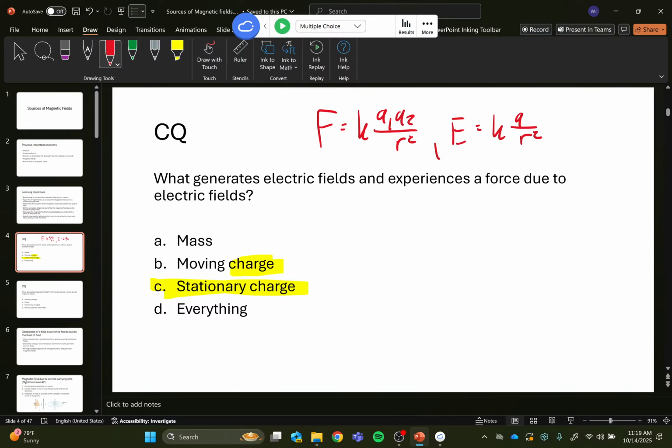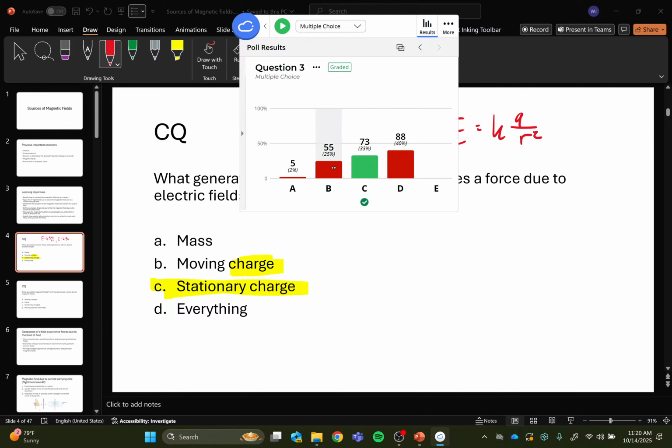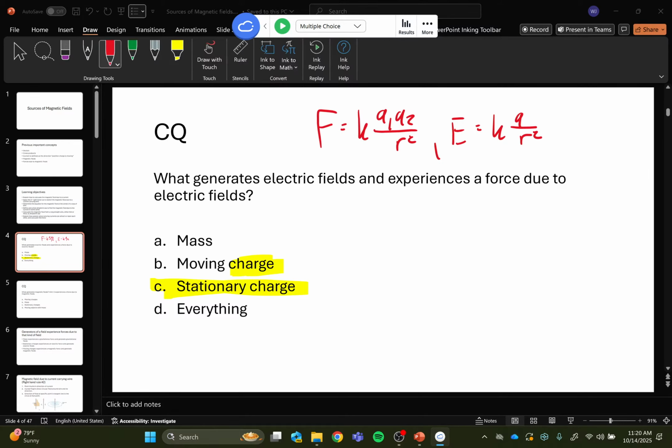So this is a reminder to you all, the reason for this question originally was just that the things that make a field experience a field. What makes an electric field? Charges. What makes a gravitational field? Mass. The things that make a field experience a force due to said field. That was the whole point of this question, but I guess it's a good review on the concept of it.